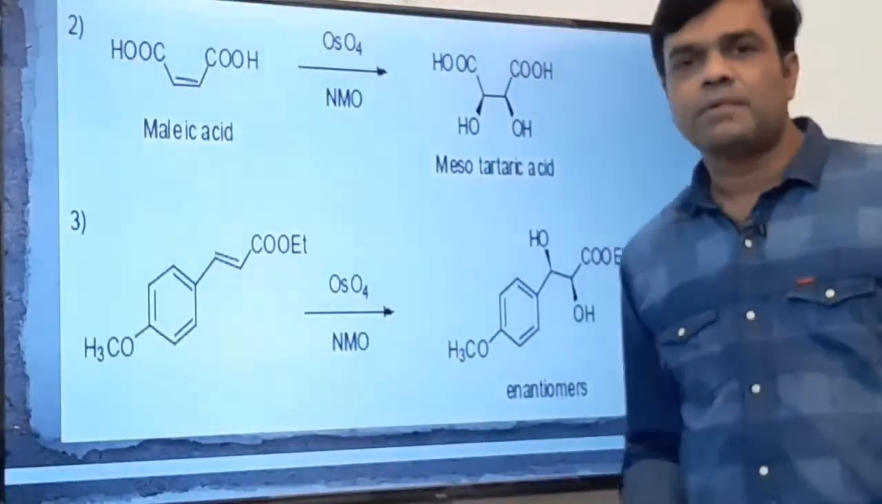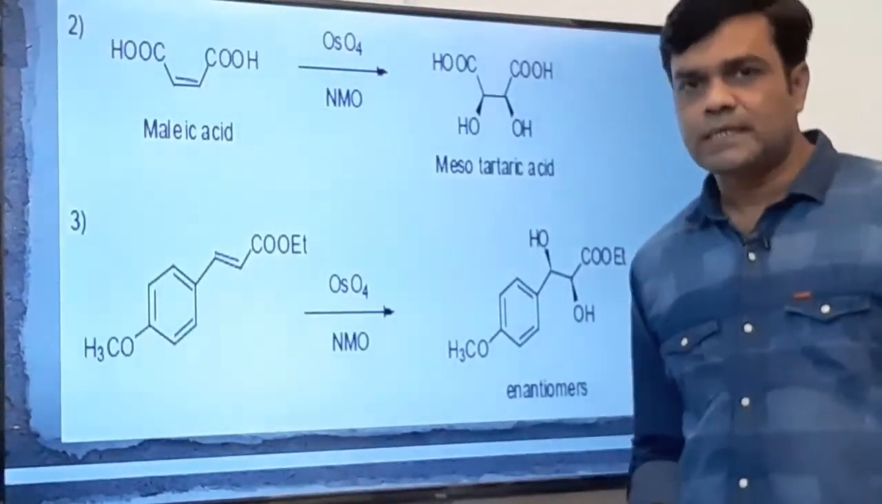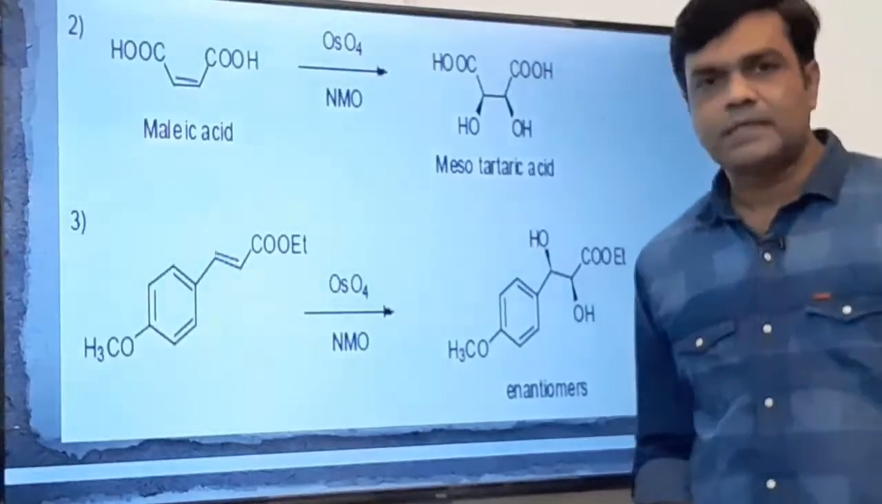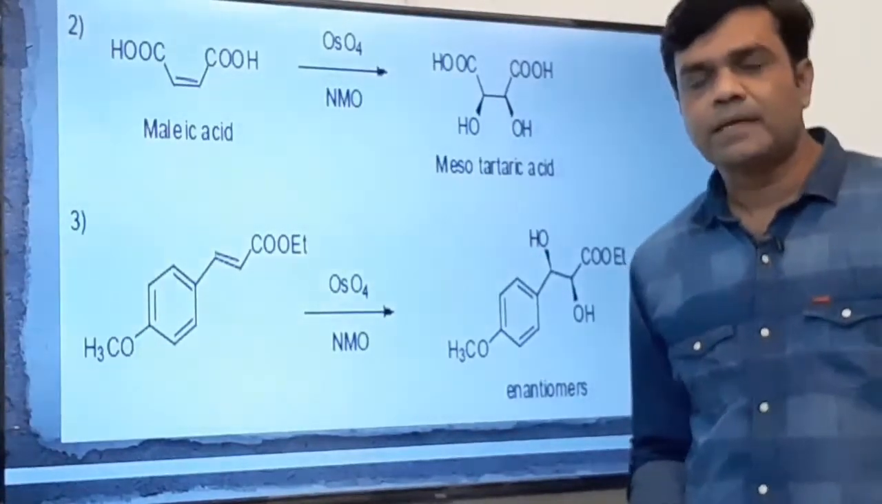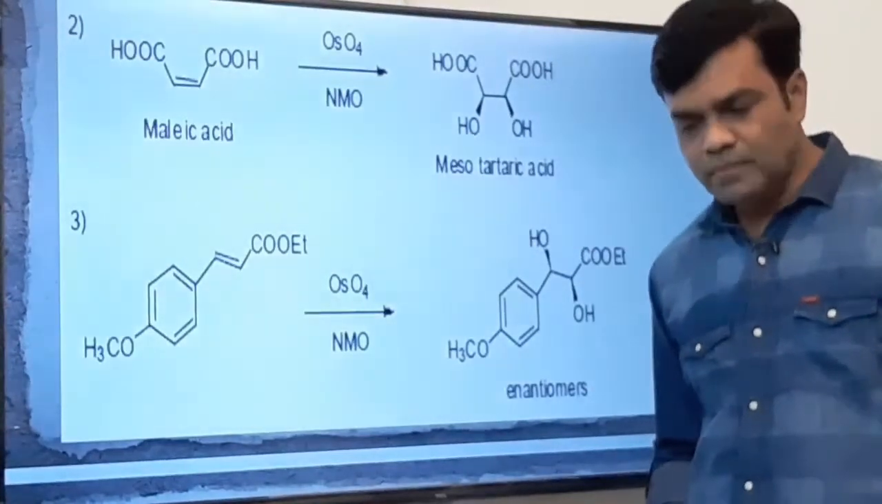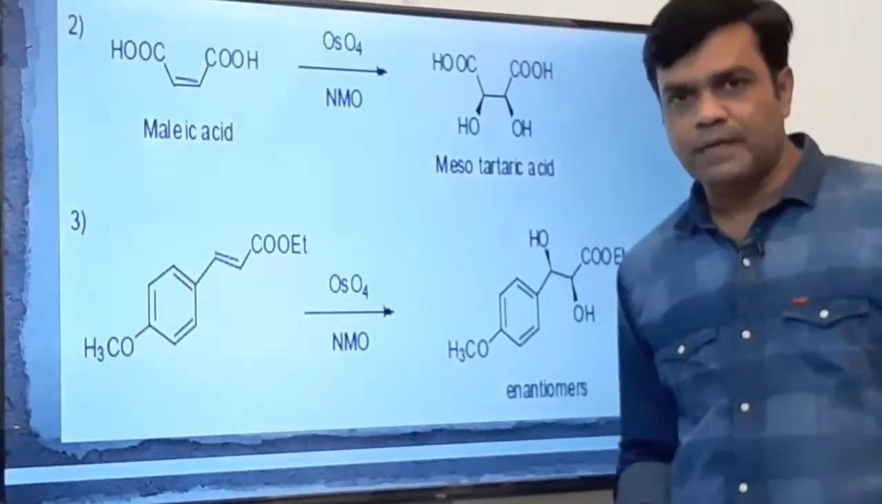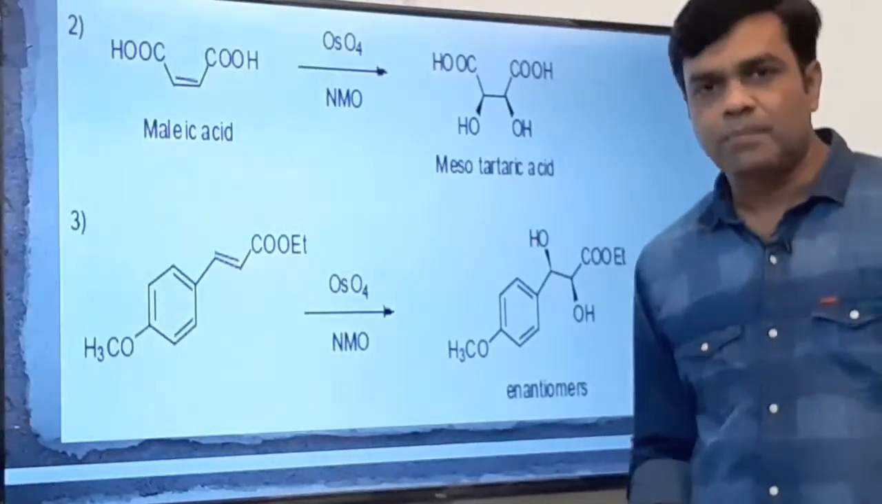So this is all about the diol forming reagents. We have discussed two reagents in this lecture. One is potassium permanganate in alkaline medium, neutral medium, and acidic medium, and the other is osmium tetroxide. Both are cis-diol forming reagents.